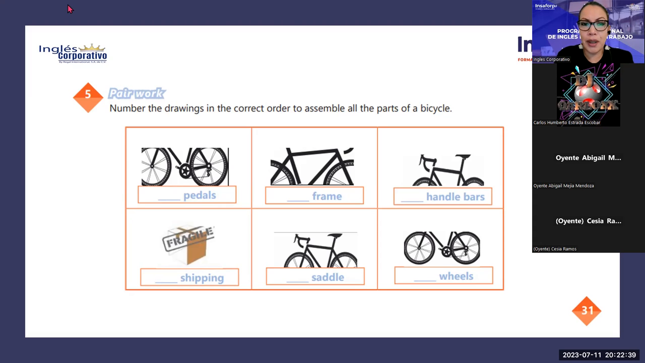Okay, so for me, number one would be the frame. And then I think that I will probably assemble the wheels would be for me, number two. And consequently, I guess the pedals would be the number three for me. And then maybe the handlebars would be number four, the saddle at number five, and finally six, shipping. That's for me. What do you think? How would you do that? Any volunteer?